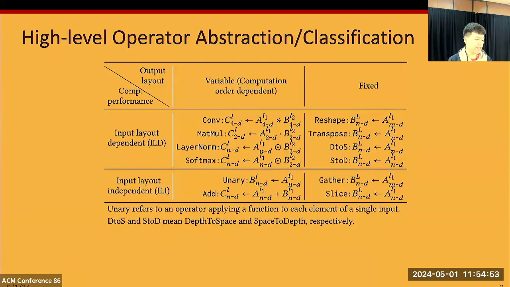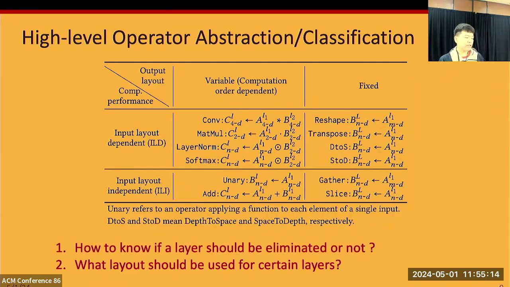And as you can see, the convolution is in the first category, and gather, slice, or reshape, transpose are more like operators with fixed output data layout. So it's less flexible compared to the convolution, because reshape and transpose need to do more data reorganization. And after we have this table, we still have 2 questions.